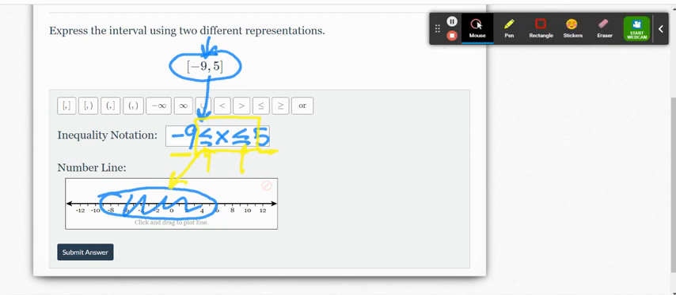So now down below, I'm going to actually do the graphing. So I'm going to click at -9 and then go all the way to 5. And that should be my correct graph.